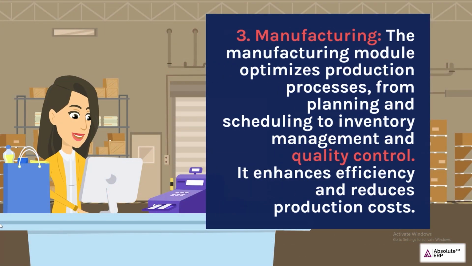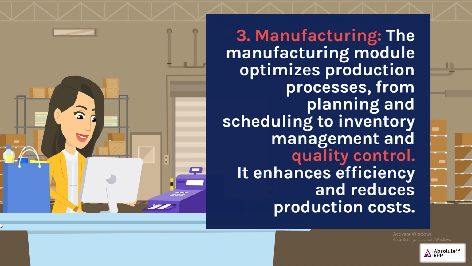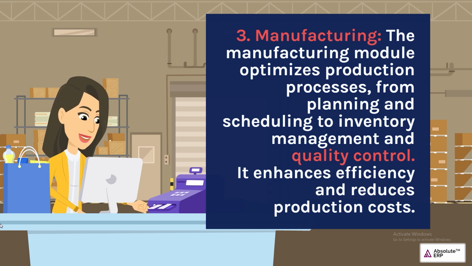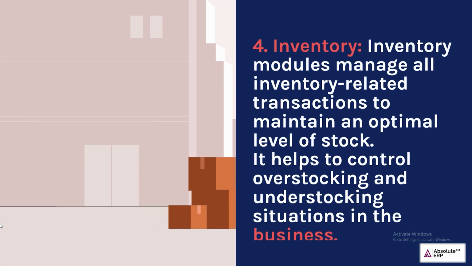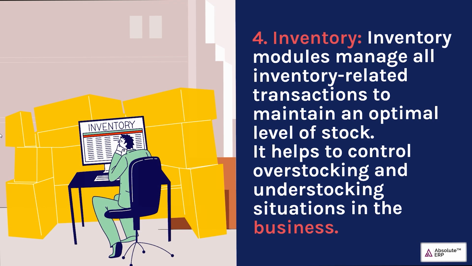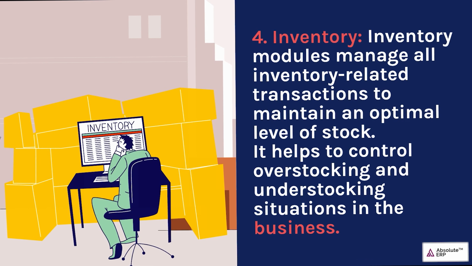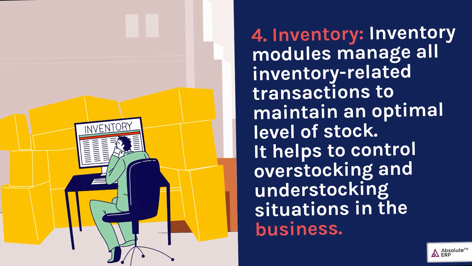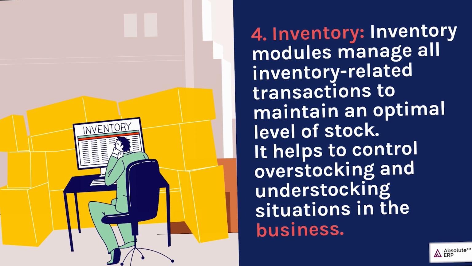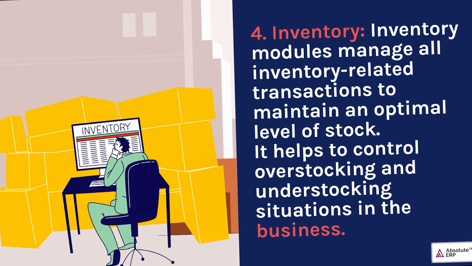3. Manufacturing. The manufacturing module optimizes production processes, from planning and scheduling to inventory management and quality control. It enhances efficiency and reduces production costs. 4. Inventory. Inventory modules manage all inventory-related transactions to maintain an optimal level of stock. It helps to control overstocking and understocking situations in the business.